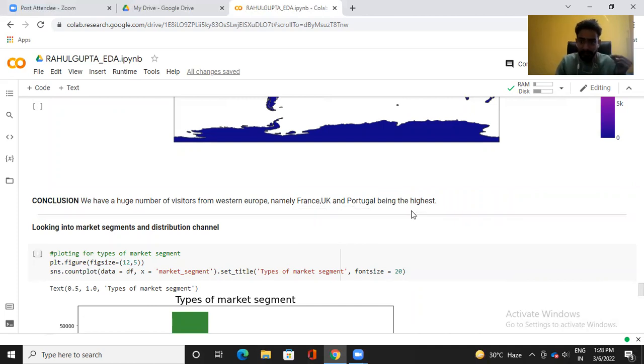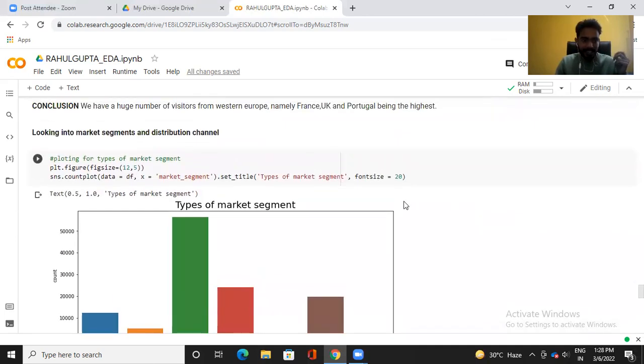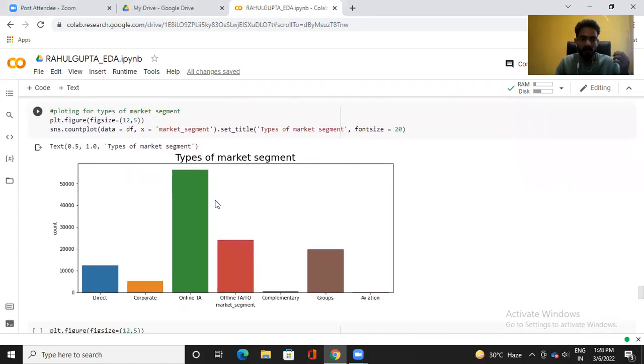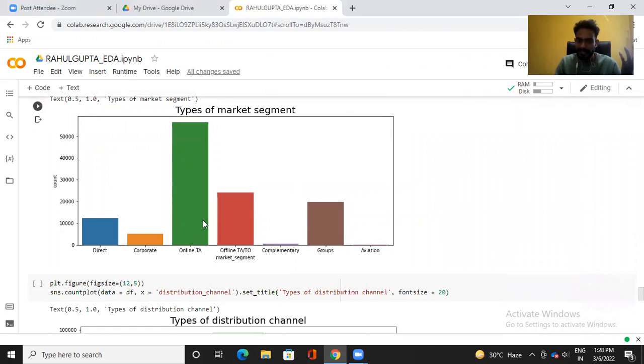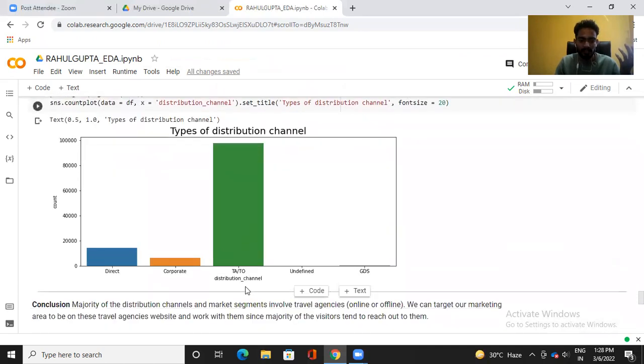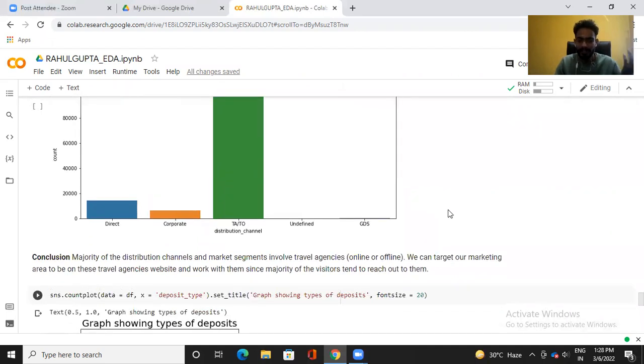Okay. So next, what are the different market segments and distribution channels there. By plotting the distribution channel and market segment, I found that online availability is higher, online is the maximum, and in distribution channel, people are preferring the TA/TO channel. The majority of the distribution channel and market segment involves travel agencies, online or offline travel agencies.